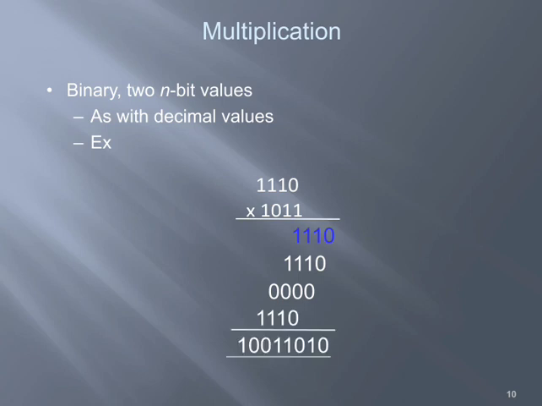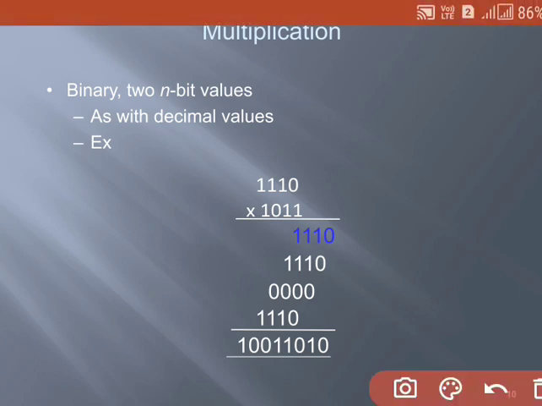After that, adding continuously. The first bit will be 0, and the second bit will be 1, and 1 plus 1 will be 0 with a carry 1, and then three ones give 1, and so on. So this is the result: 1001010 is the result of the multiplication of the two binary numbers 1110 with 1011.